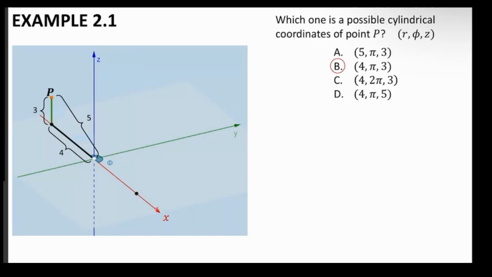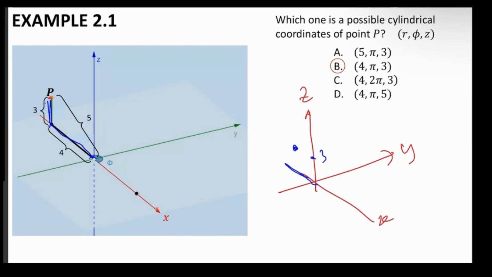Okay, next is the example. Example 2.1. Which one is the possible cylindrical coordinate of point P? Let's say we have point P here, with the y, x, z axes. The height of P is 3, so Z is 3. And the distance from this point to this point we call R, which is 4. So R is 4.